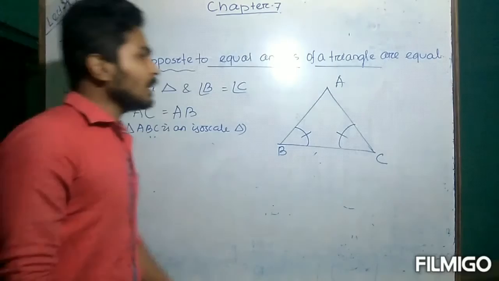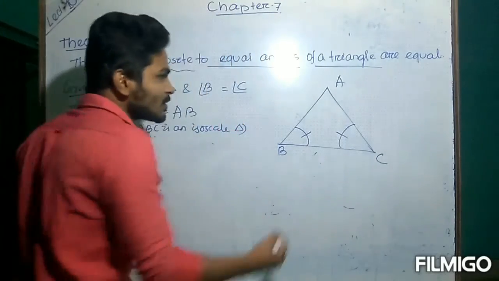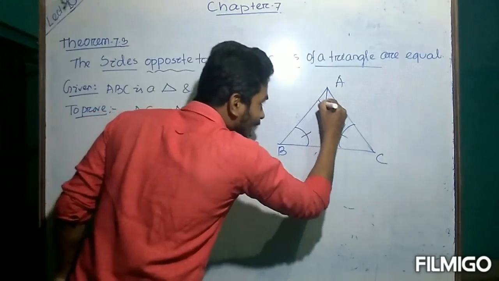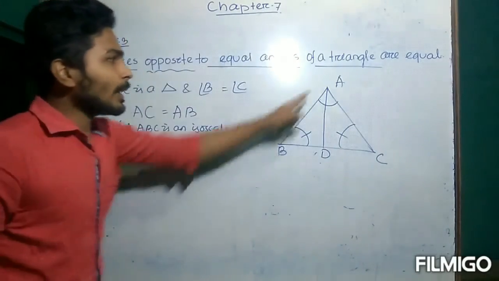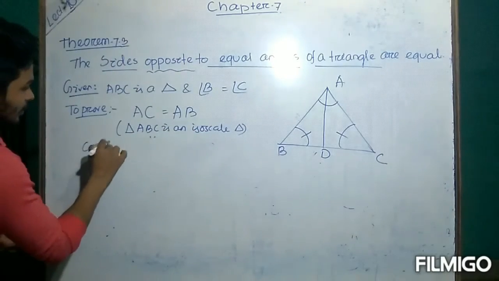Okay. So let us prove. In order to prove it, we have to construct something here. What we have to construct? We have to construct an angle bisector of A so that it meets BC at D. So AD is an angle bisector of A. Construction.